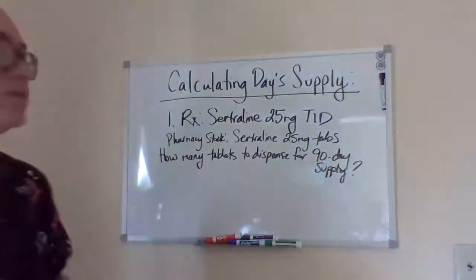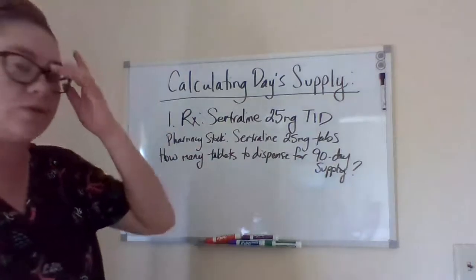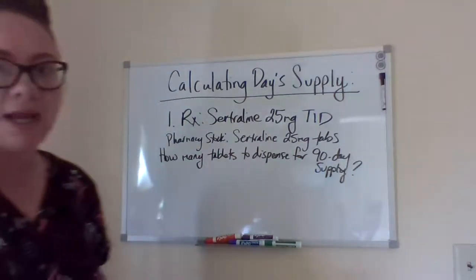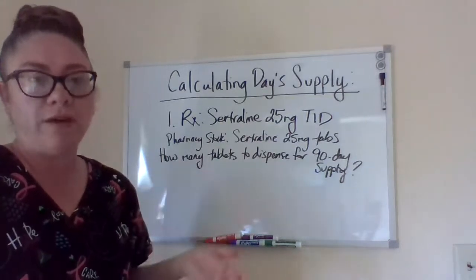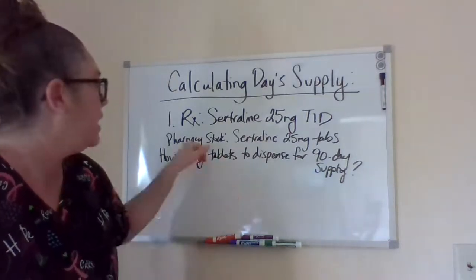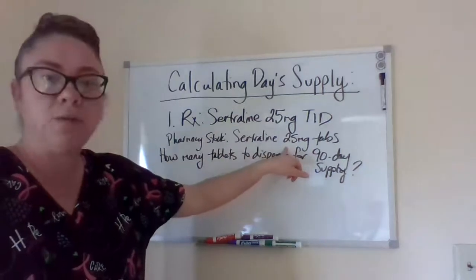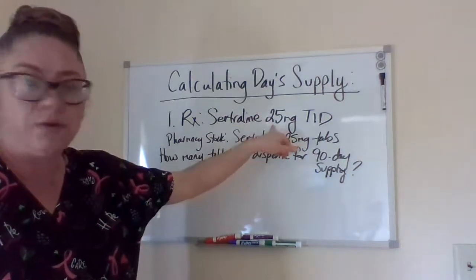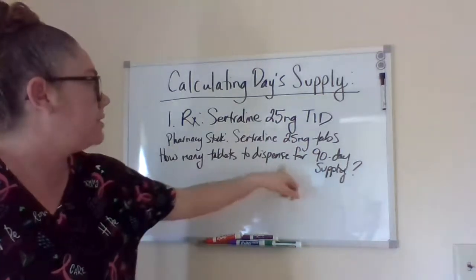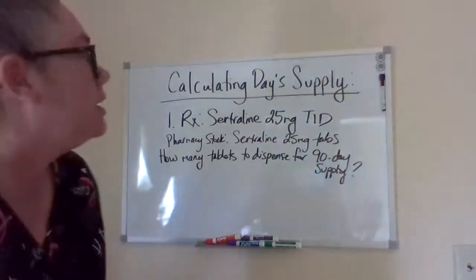All right, so the next one here is the prescription is for sertraline 25 milligrams TID. TID is a SIG code. TID represents they're taking 25 milligrams 3 times a day. In stock, I have sertraline 25 milligram tablets, so they can take one, right, for each dose. So how many tablets to dispense for 90 days?